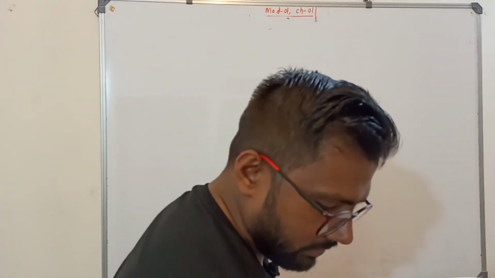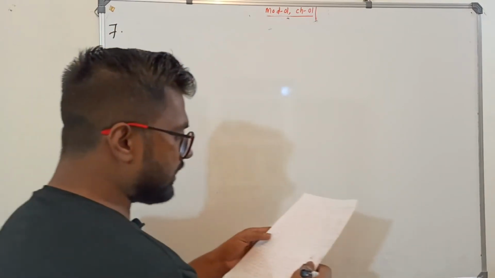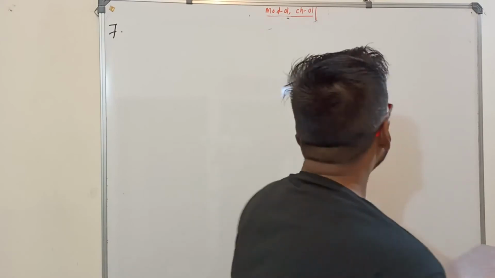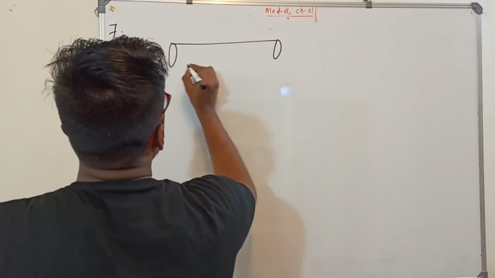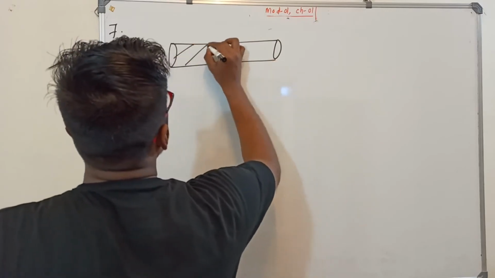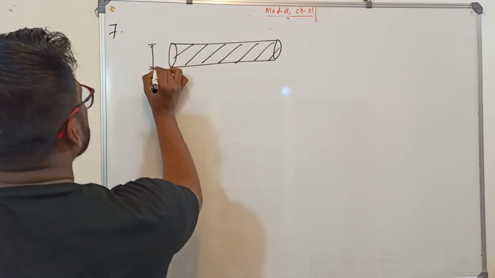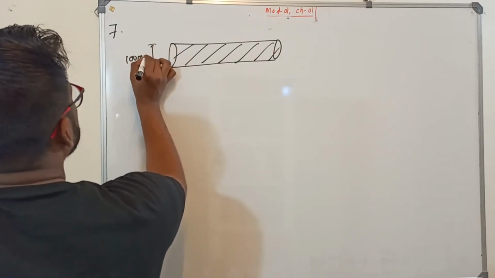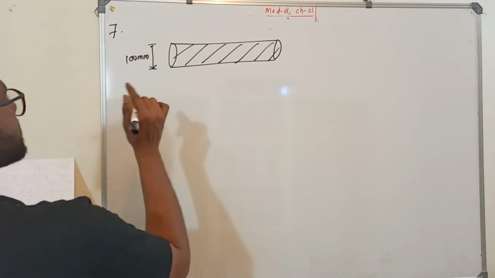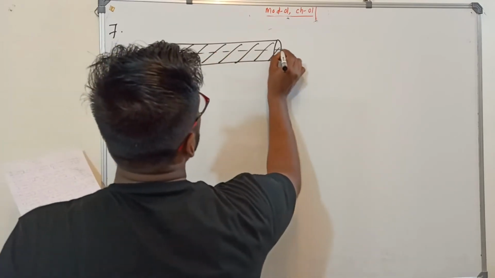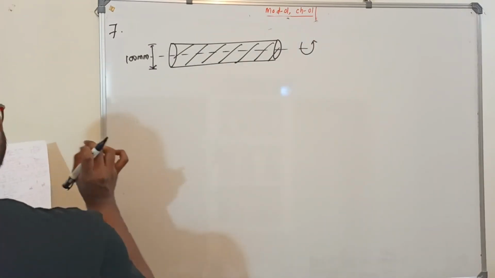So question number 7, what is given? You have a cylindrical shaft of 100 mm diameter. So we have a shaft. The diameter of the shaft is 100 mm. A cylindrical shaft of 100 mm dia rotates about its axis. So it is rotating about its axis. Correct. Inside a fixed cylindrical tube.